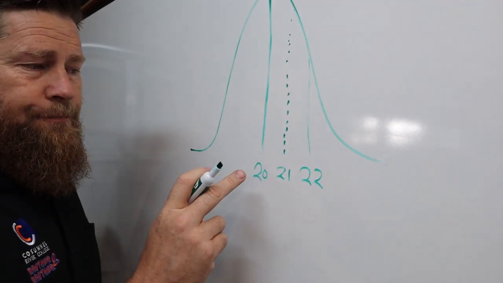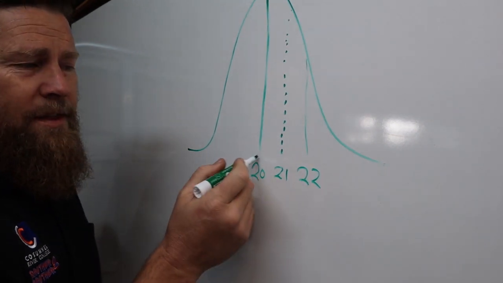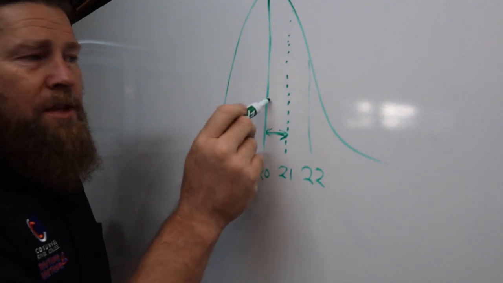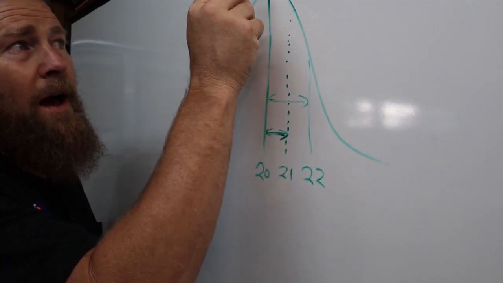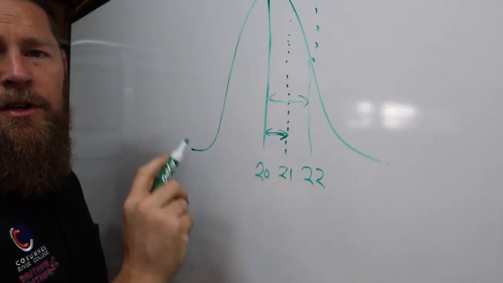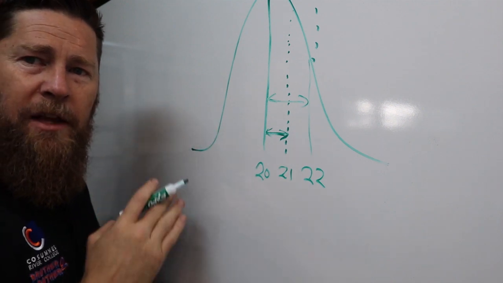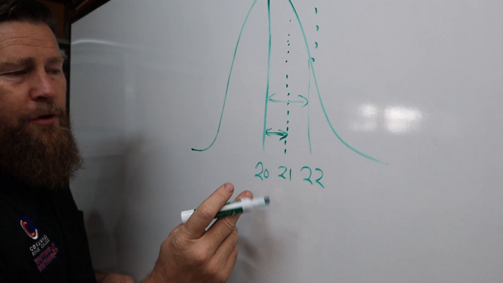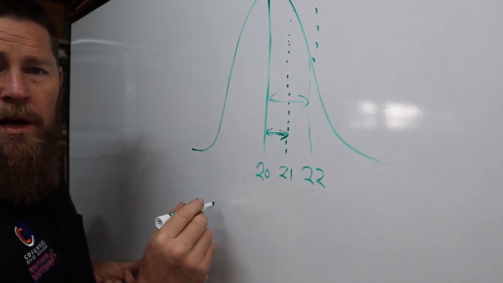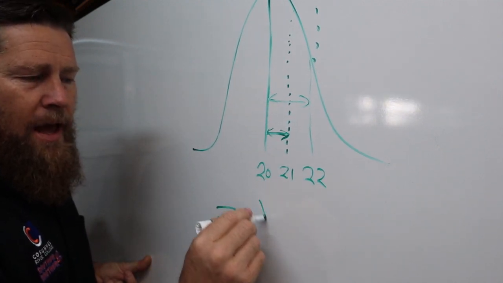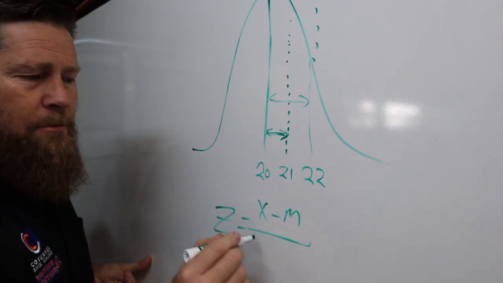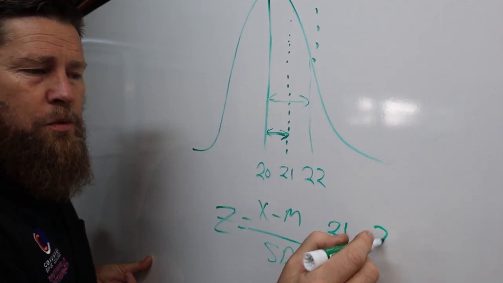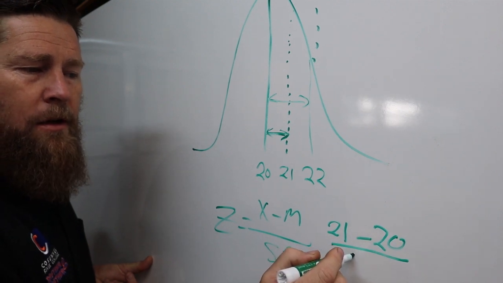Okay. We're trying to figure out what this percentage is here, but we already know what this percentage is, and we know why. Because it's not a rectangular distribution, we can't just split the 34 in half and say it's 17. We have to calculate a z-score for that. So the z-score for 21 is x minus mean divided by standard deviation, or 21 minus 20 divided by 2.